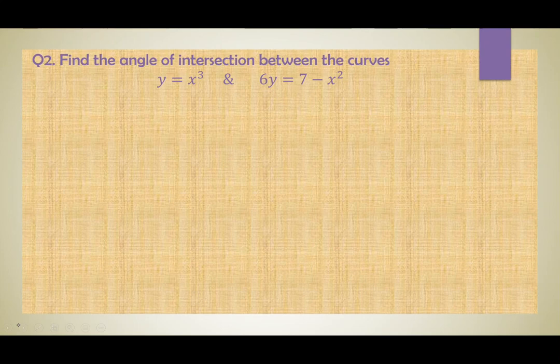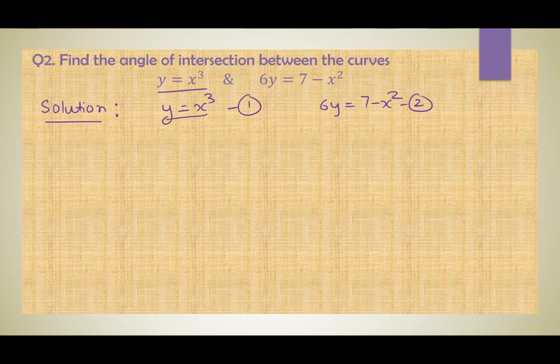Find the angle of intersection between the curves y equal to x cube and 6y is equal to 7 minus x square. So y equal to x cube is the first curve, and 6y is equal to 7 minus x square is the second curve. Again, I need to solve this simultaneously. So I can replace this y over here, so I can get this as 6x cube is equal to 7 minus x square.